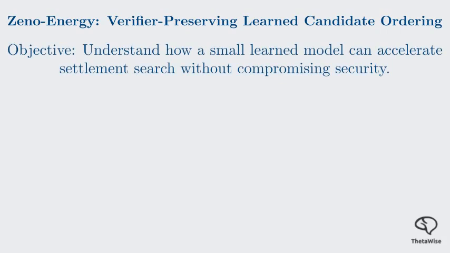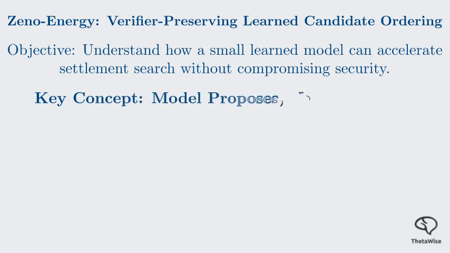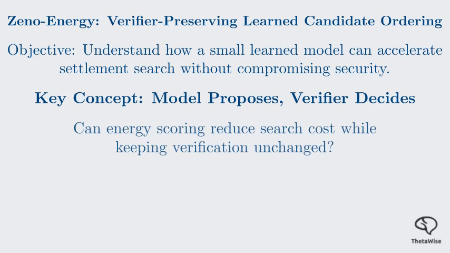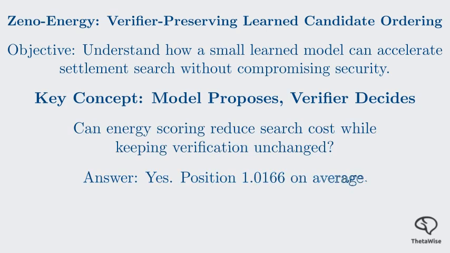By the end of this video, you will be able to explain the model proposes, verifier decides architecture, and describe how energy-based ranking reduces computational waste in search problems. The core question the paper asks is, can a tiny, learned energy scorer reduce the cost of finding the best settlement candidate while leaving the deterministic verification process completely unchanged? As we will see, the answer is a definitive yes, with significant implications for high-throughput trading systems.